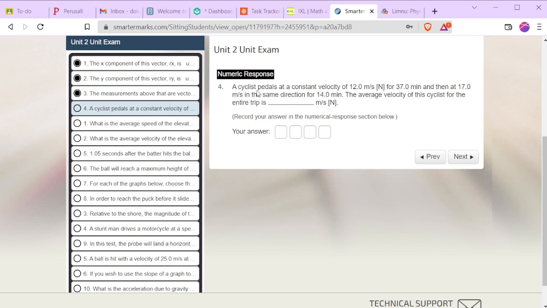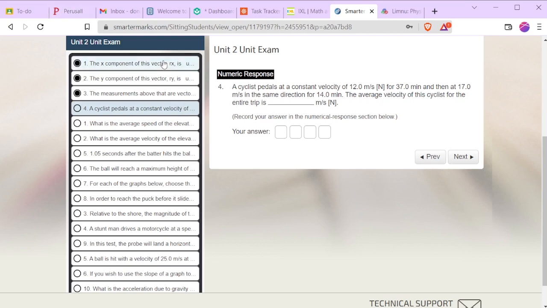Number 4. A cyclist pedals at a constant velocity of 12 meters per second for 37 minutes and then 17 meters per second in the same direction for 14 minutes. The average velocity of the cyclist for the entire trip is, well, the average velocity is total displacement divided by total time. We need the distances here.